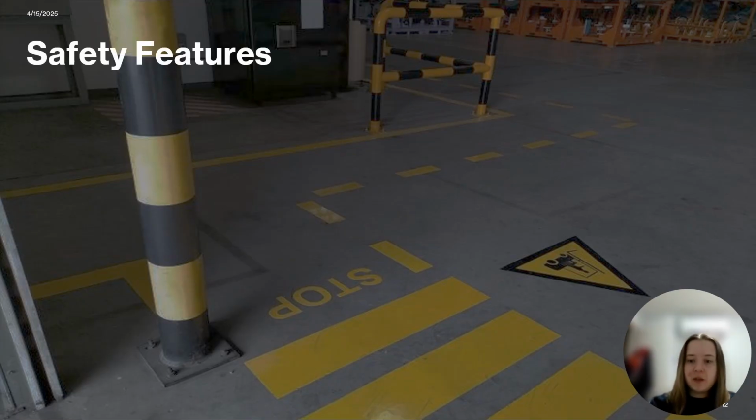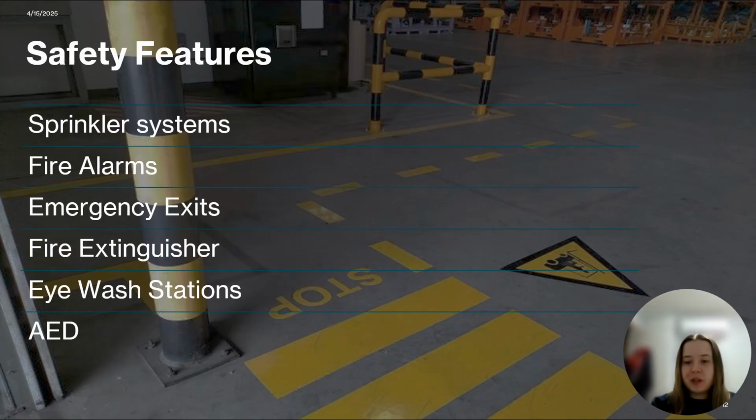So the safety features of our plant. It'll be equipped with a sprinkler system throughout the whole building, a fire alarm system throughout the whole building, emergency exits where needed, and fire extinguishers as well throughout the whole building. Eye wash stations will only be in the production area, as that is where they will most likely be needed, and AEDs will be throughout the whole plant. All of these will be in accordance with Nova Scotia's building code guidelines and fire safety guidelines.